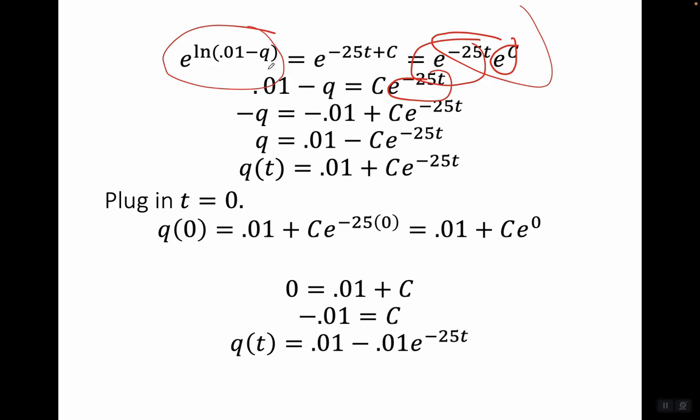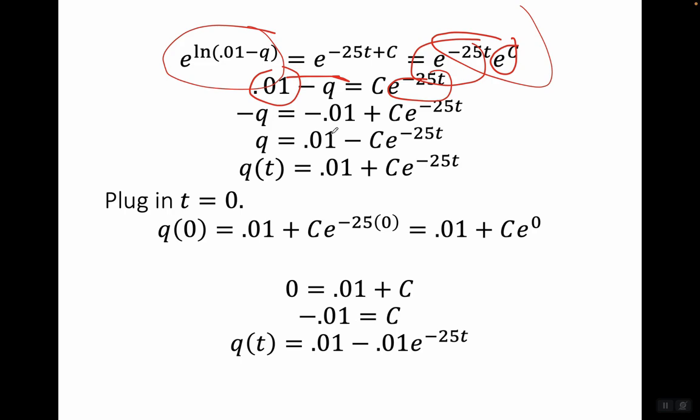Let's move the 0.01 to the other side. And we have negative Q equals negative 0.01 plus C e to the negative 25t. Multiplying both sides by negative 1, we get Q equals 0.01 minus C e to the negative 25t. Again, C is just a constant, so we're just going to write negative C as just plain C. So Q of t equals 0.01 plus C e to the negative 25t.